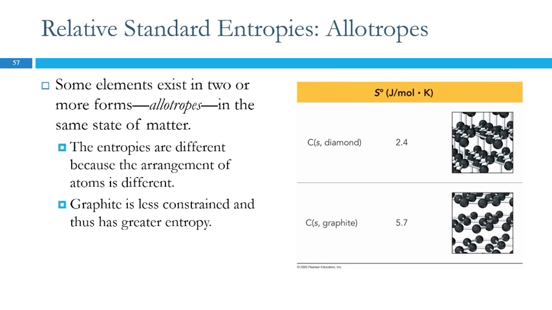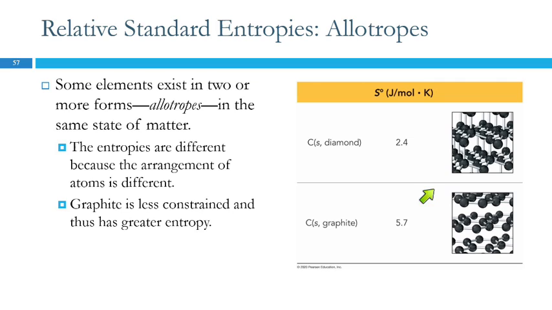Allotropes. Allotropes are different forms of the same element. So here are 2 allotropes of carbon, diamond and graphite. Both of them are just carbon atoms. It's an element, carbon. But what's different is how the atoms are arranged, how they're bonded to each other. In a diamond, we have covalent bonds between the carbon atoms, and it goes in 3 dimensions.